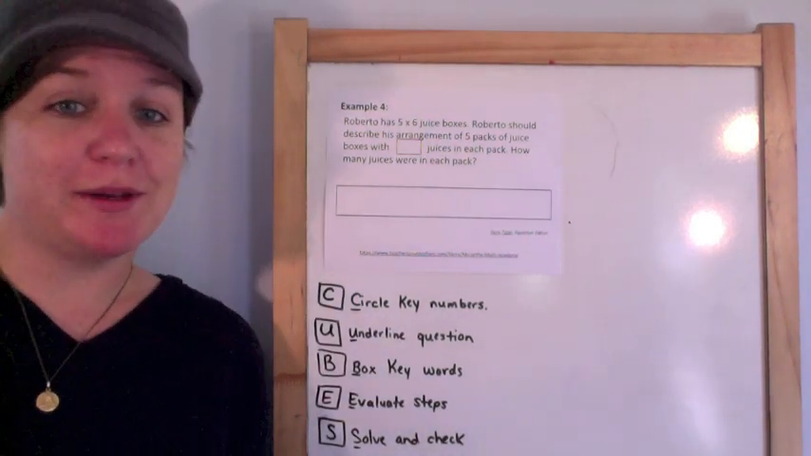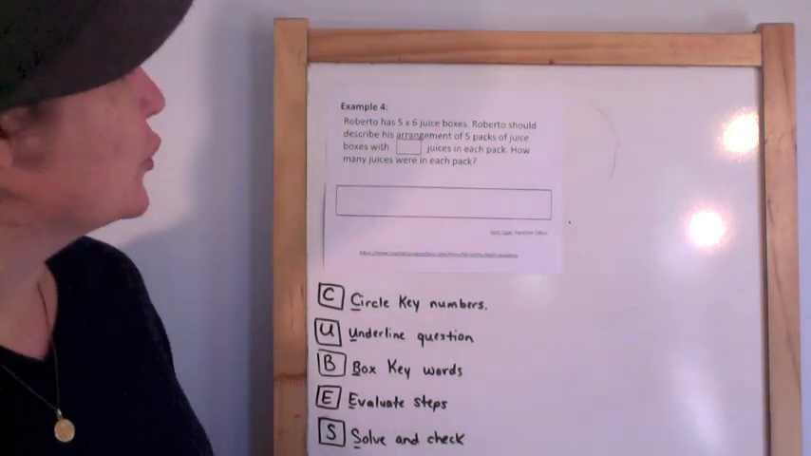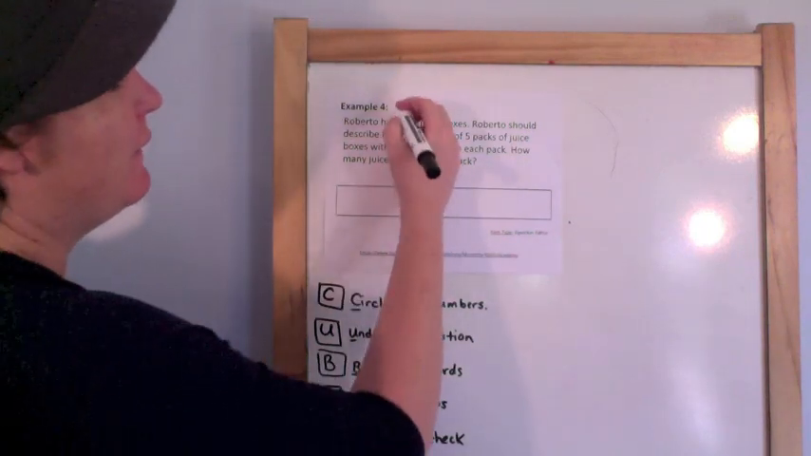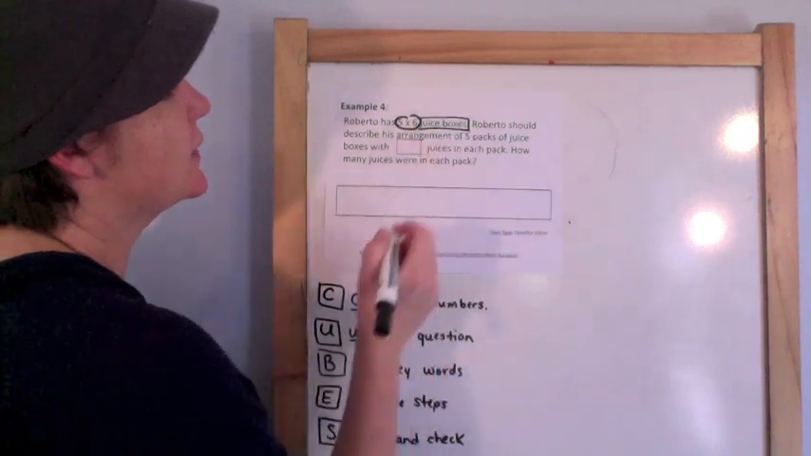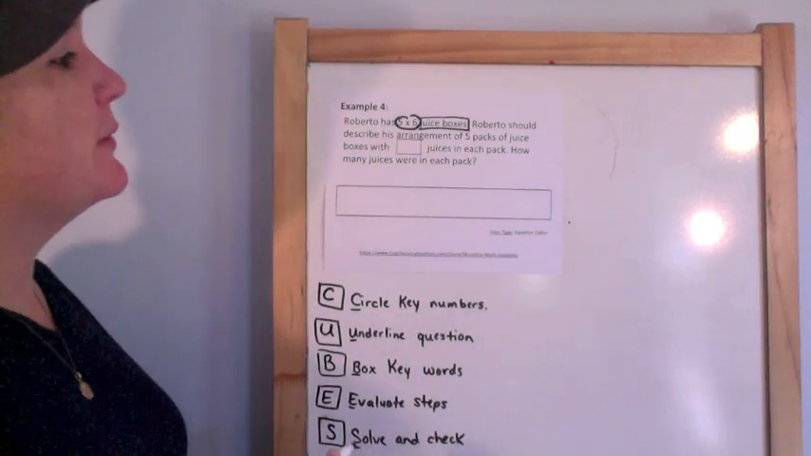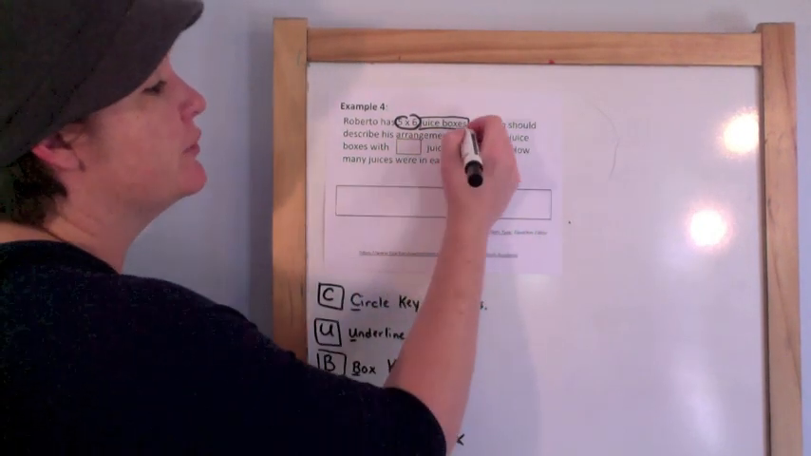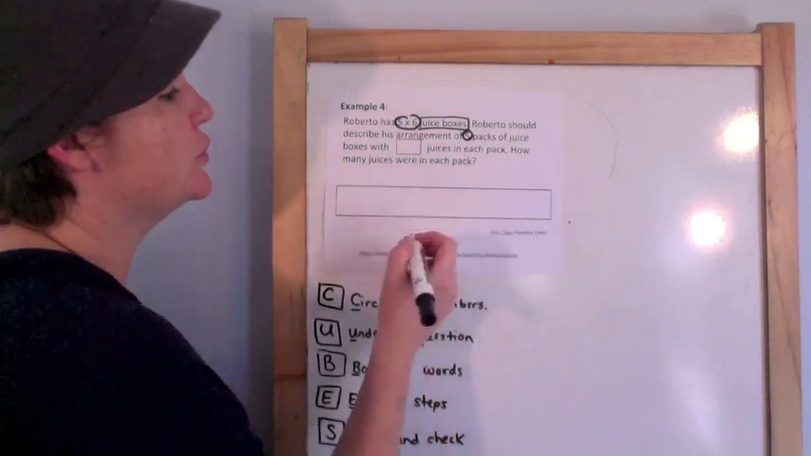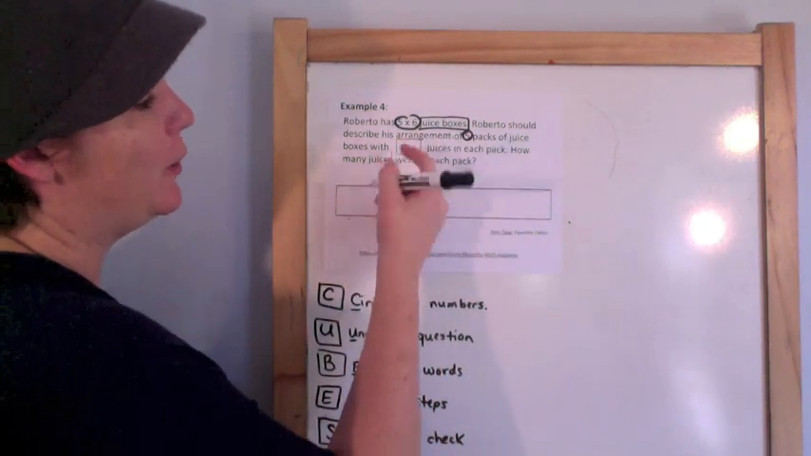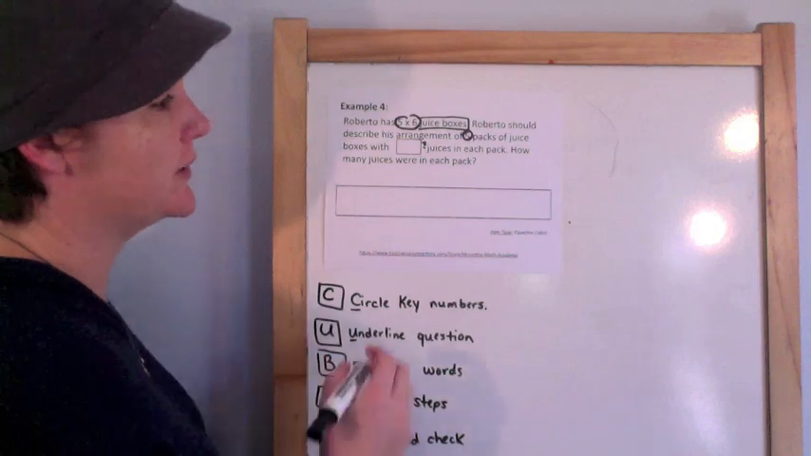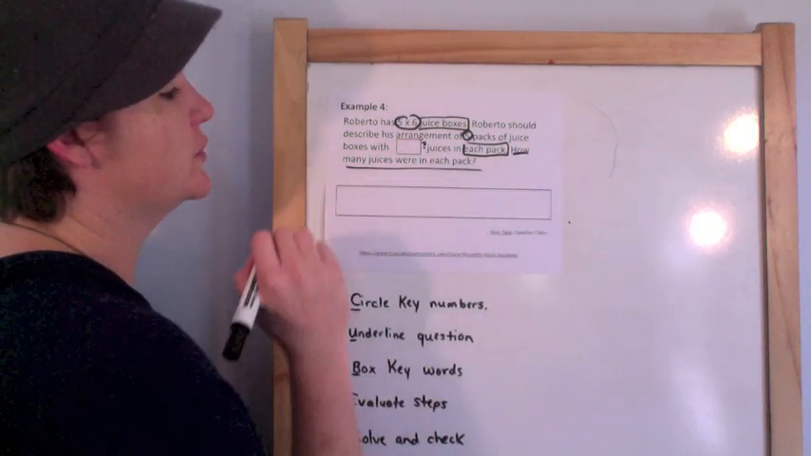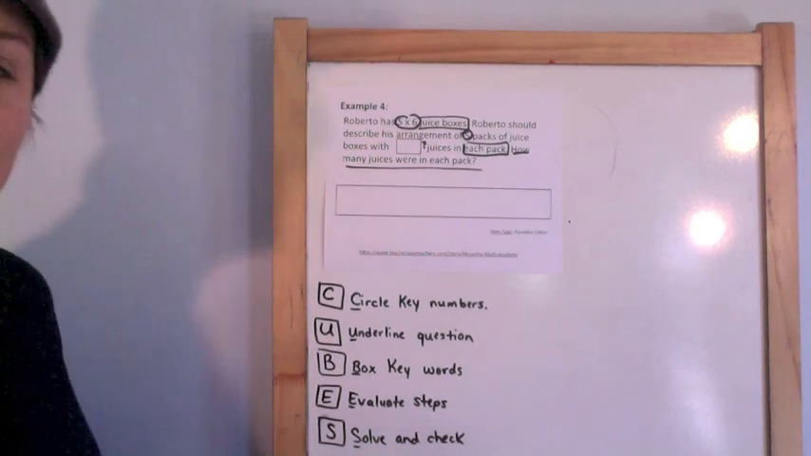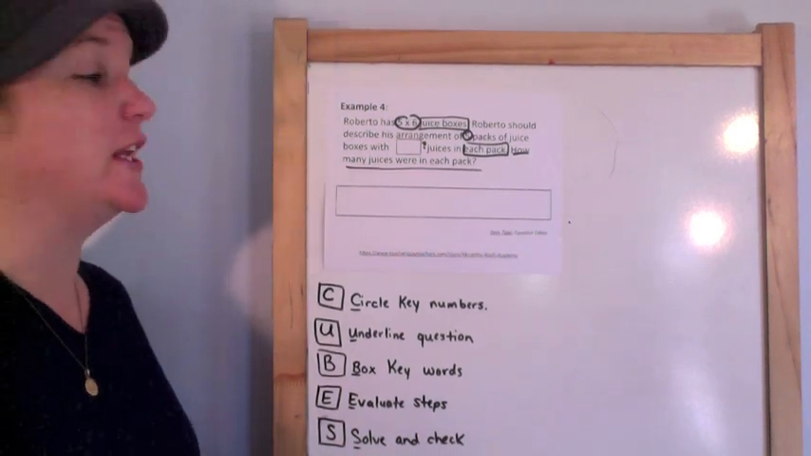Ooh, word problem. Gotta use my cubes. Roberto has 5 times 6 juice boxes. Roberto should describe his arrangement of 5 packs of juice boxes with how many juice boxes in each pack? How many juice boxes were in each pack?